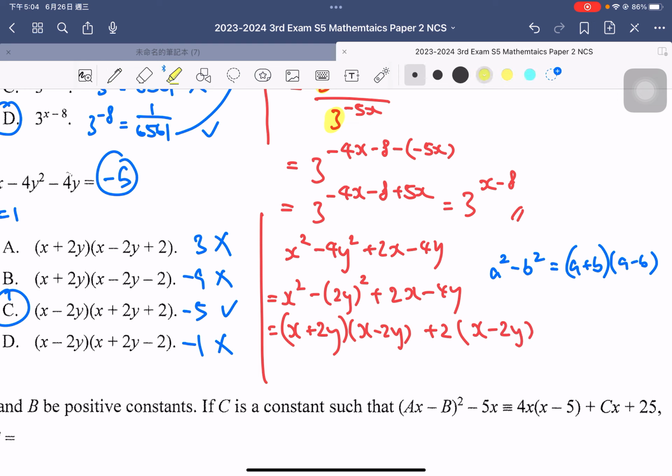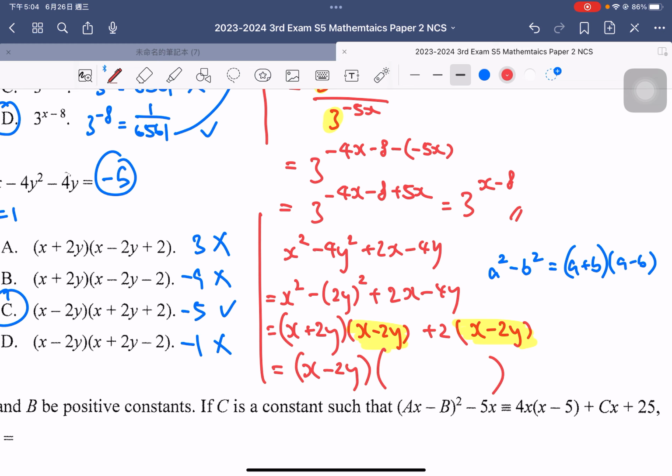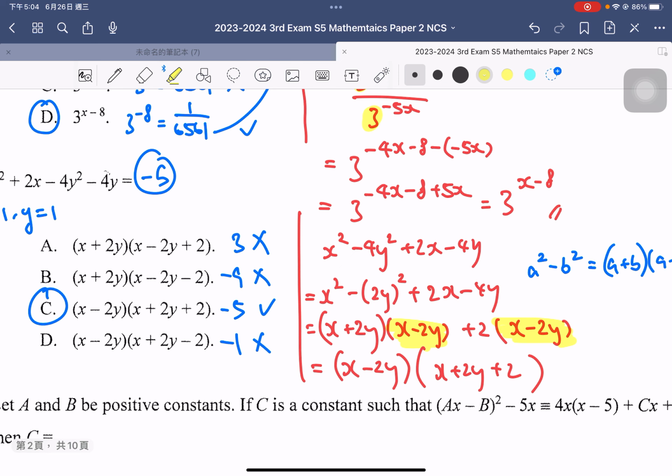Now we can see this is two things, isn't it? Something plus something. And then we see, is there any common factor? On the left hand side there's an x minus 2y. On the right hand side there's an x minus 2y as well. So we take it out, so x minus 2y. After you take out a common factor, you give me a bracket. And then what we have left is just x plus 2y plus 2. So the answer should be C.